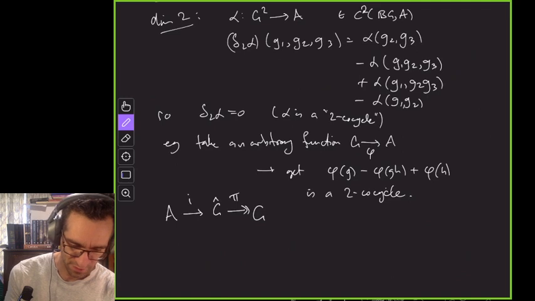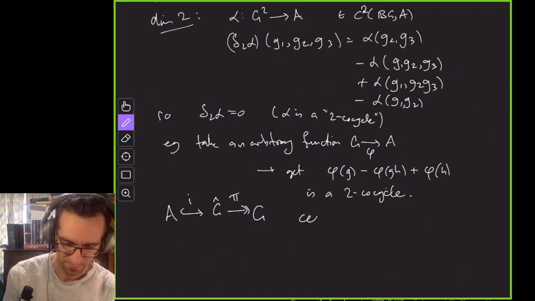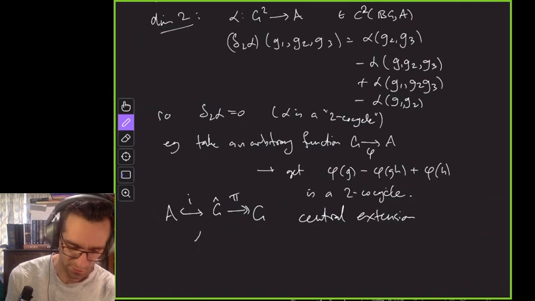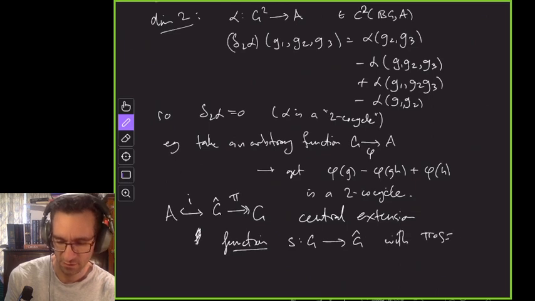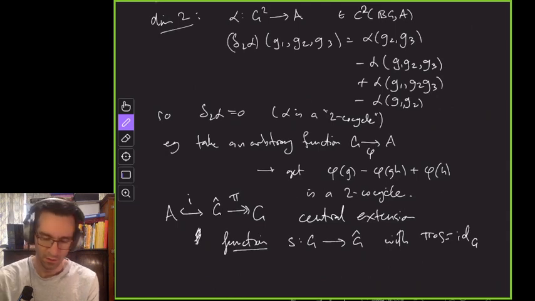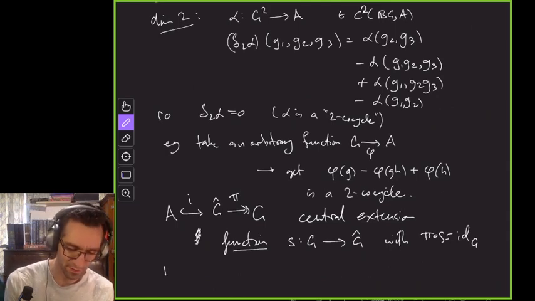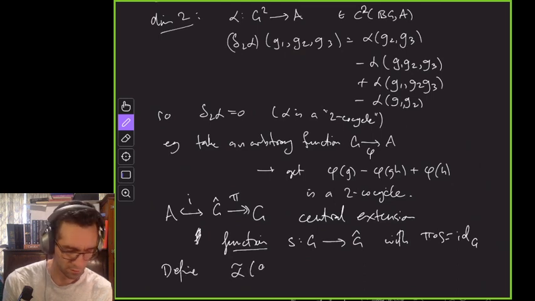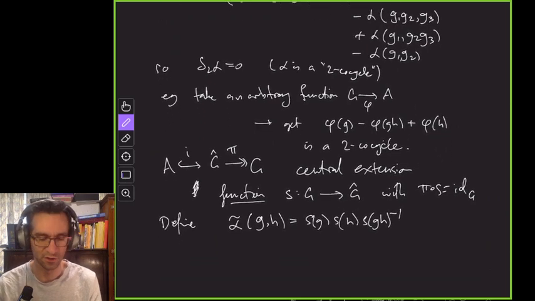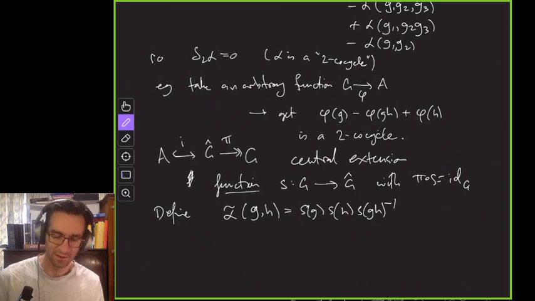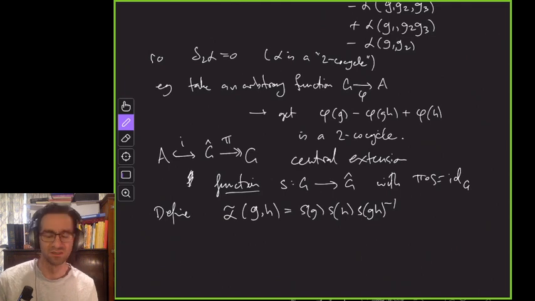So pi is onto, i is injective. Take a central extension and a section, right? A function s from G to G hat with pi composed with s the identity on G. So it's a section of pi. Now let us define alpha twiddle of g, h to be s(g) s(h) s(gh) inverse. So this kind of looks formally like the phi, except I don't have a function to A, so it's kind of in the same ballpark.